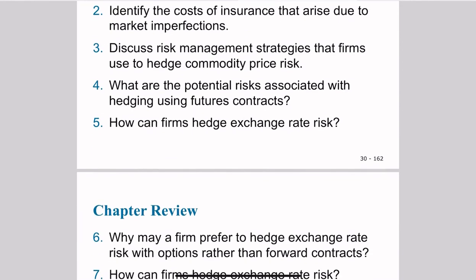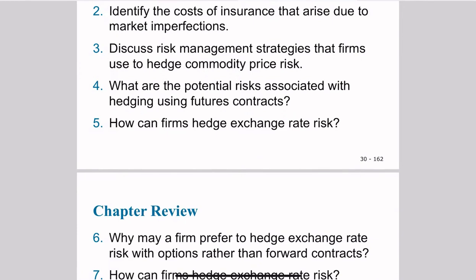Okay, fifth, how can firms hedge exchange rate risk? So in the case of exchange rate risk, we have basically two techniques. The first is to use the currency forward contract. It's similar to a futures contract, right? So obviously, if you enter into this currency forward contract, then you can actually have a fixed exchange rate. And the second technique is to use currency options, either call option or put option.